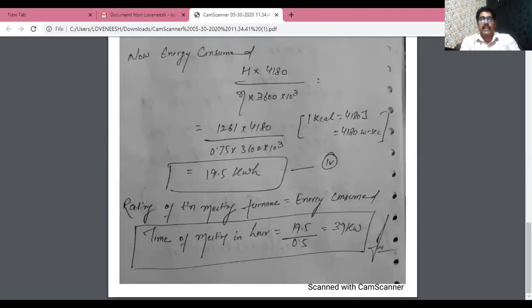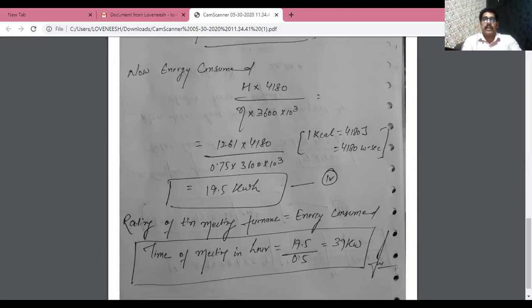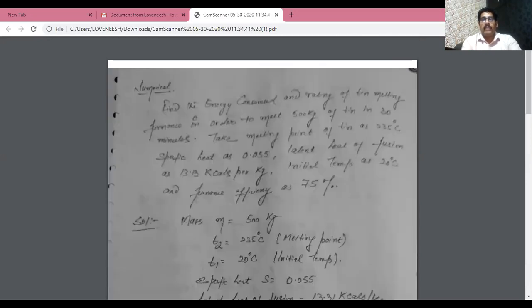Now the rating of the tin melting furnace is equal to the energy consumed divided by the time. In that case, you have 19.5 upon 30 minutes, which is 0.5 hour, the total time for melting in hours. So the rating will be 39 kW. I think this numerical is also understood by you. So here I can conclude today's video.